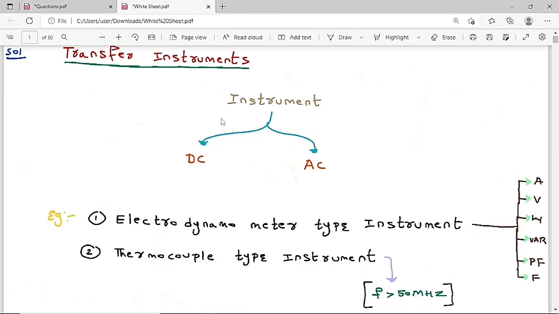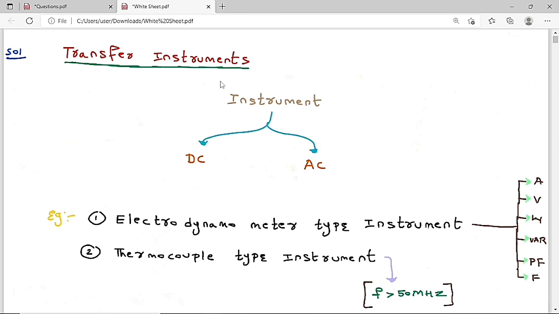So let me repeat this definition of the transfer instrument. A transfer instrument is an instrument which is calibrated with a DC source and then used without any modification to measure the AC quantity. Those types of instruments are called transfer instruments, and they have the same accuracy for both DC quantity measurement as well as AC quantity measurement. That is the meaning of the transfer instrument.